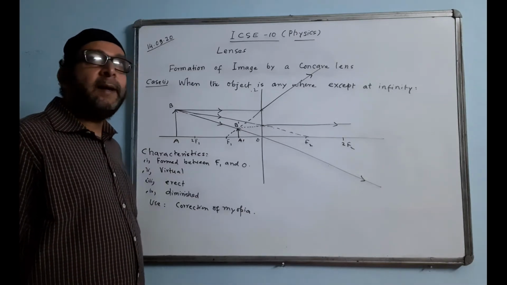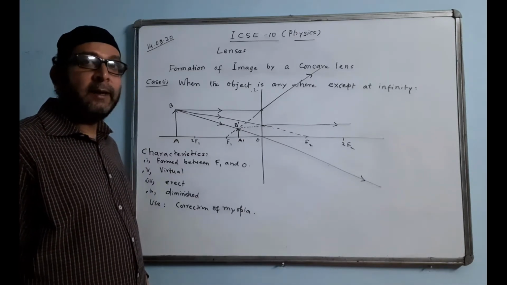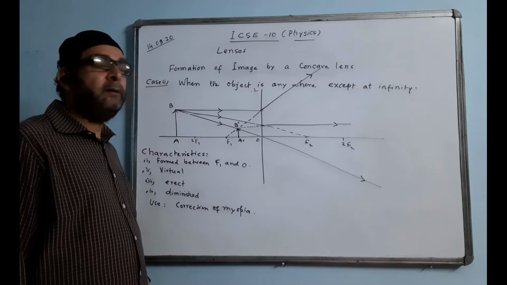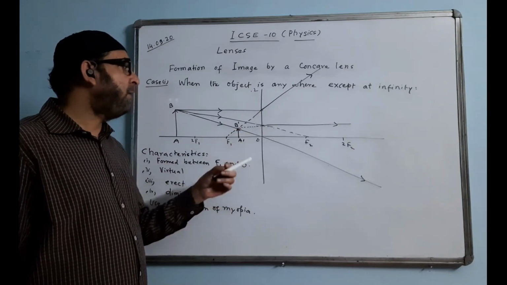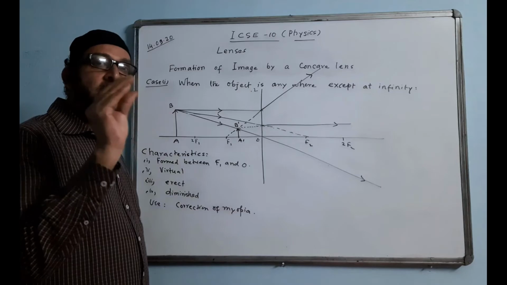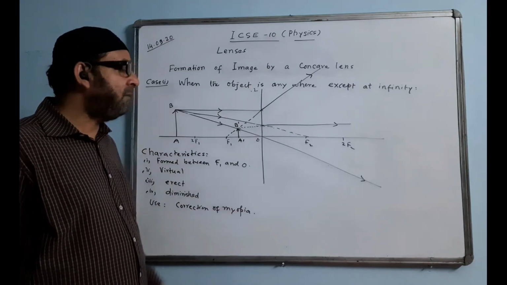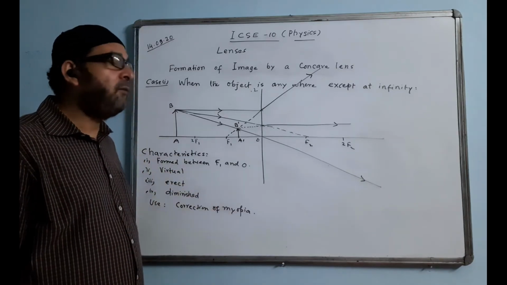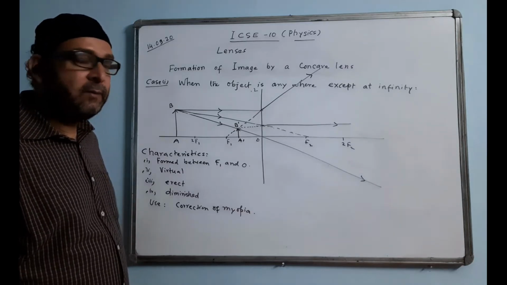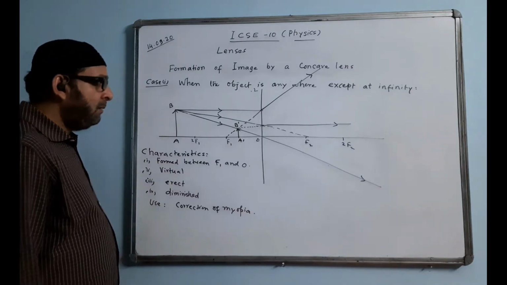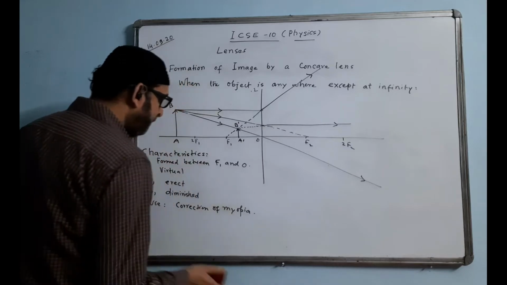A lens forms a magnified image, and that lens has to be convex. It can't be concave, because concave always forms a diminished image. So that way we can differentiate between the image formed by a convex lens and a concave lens. We can think for a while and distinguish between them.